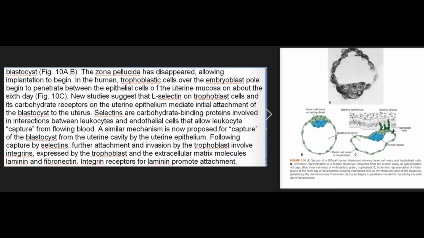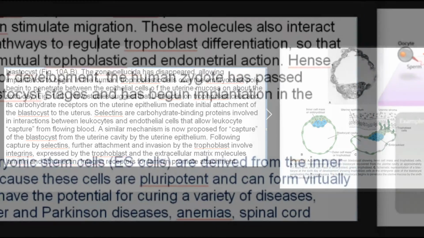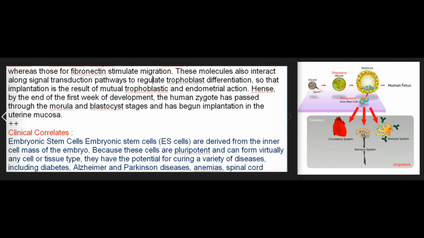Following capture by selectins, further attachment and invasion by the trophoblast involve integrins, expressed by the trophoblast, and the extracellular matrix molecules laminin and fibronectin. Integrin receptors for laminin promote attachment, whereas those for fibronectin stimulate migration. These molecules also interact along signal transduction pathways to regulate trophoblast differentiation, so that implantation is the result of mutual trophoblastic and endometrial action. Hence, by the end of the first week of development, the human zygote has passed through the morula and blastocyst stages and has begun implantation in the uterine mucosa.